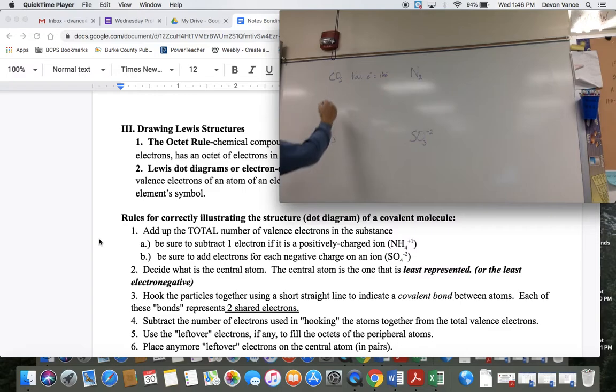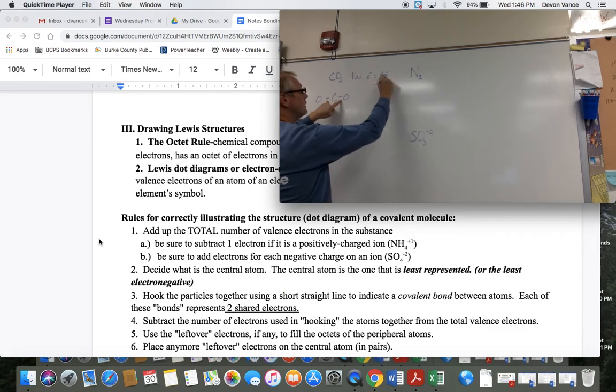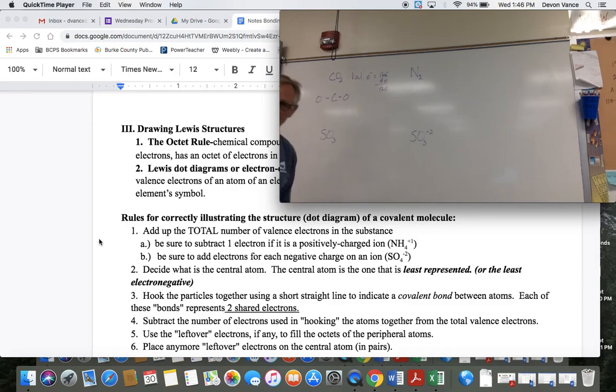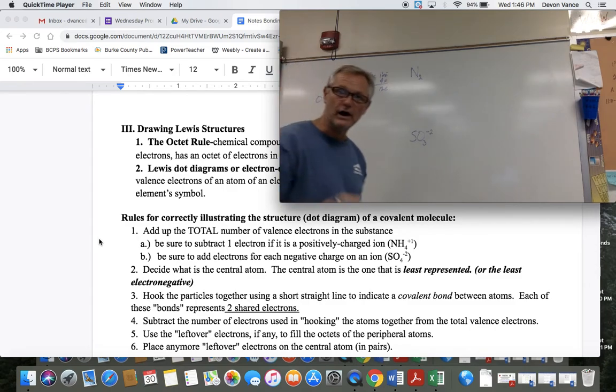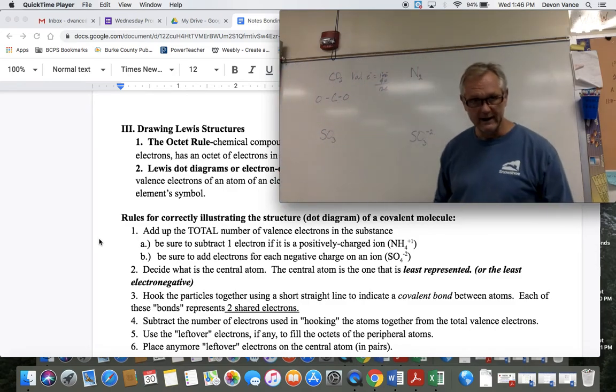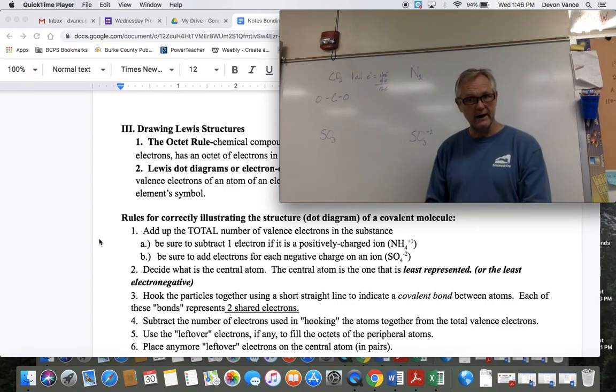Always make sure that you write out as your central element the one that is the least representative. I have 1 carbon, so it goes in the center. I'm going to connect an oxygen and an oxygen. We start off, just like we always do, connecting with a single bond. That's going to be 2 electrons. This represents 2 more. So I have used 4 electrons, and now I have a total of 12 electrons left. We always distribute the remaining electrons to your peripheral element first.